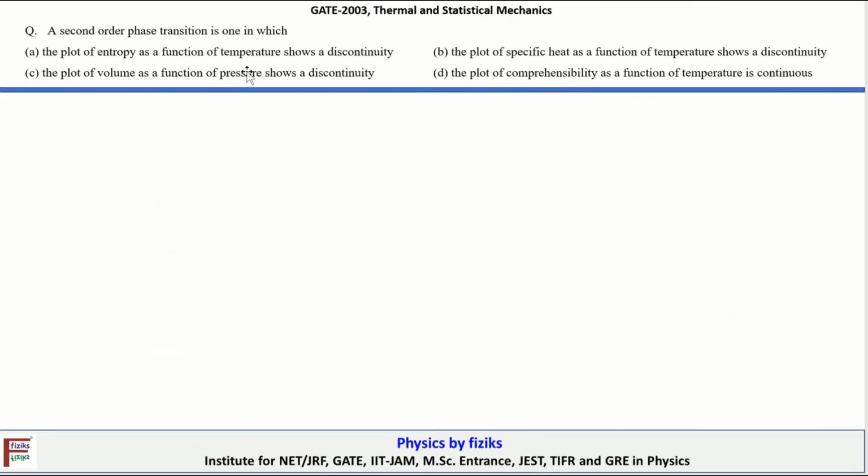Now let's continue with the second problem. So here it's related to basically the phase transition. Okay, a second order phase transition is one in which, so we have to pick any one of the statements, the correct one out of these given statements.